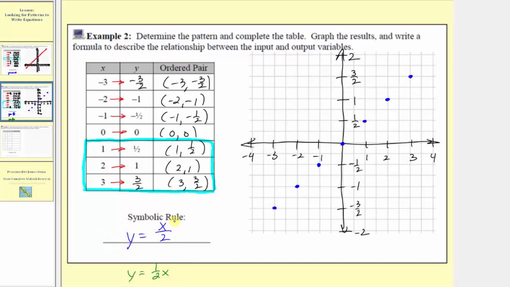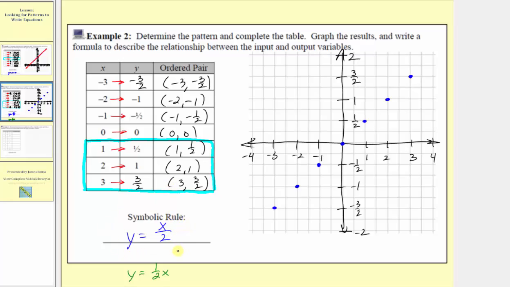But let's use this symbolic rule here, and let's test the other values in the table. Notice when x is negative 3, we'd have y equals negative 3 divided by 2, or negative 3 halves, which is what we have. When x equals negative 2, we'd have y equals negative 2 divided by 2, which is negative 1. Let's go ahead and test this ordered pair here. Notice when x is 0, y is equal to 0 divided by 2, which is 0.